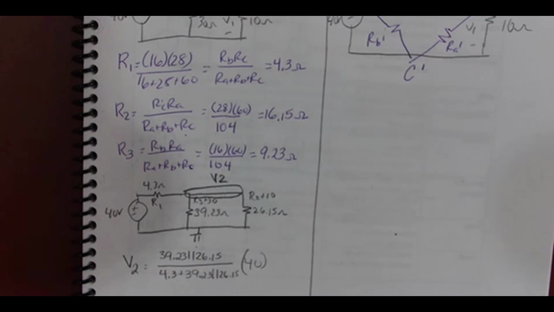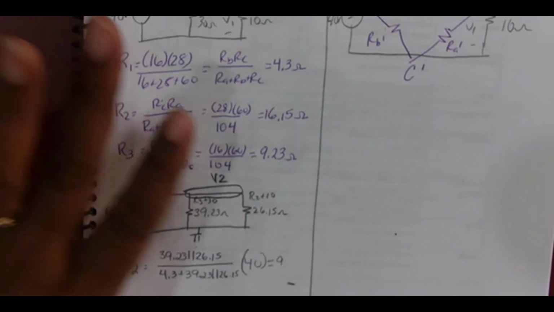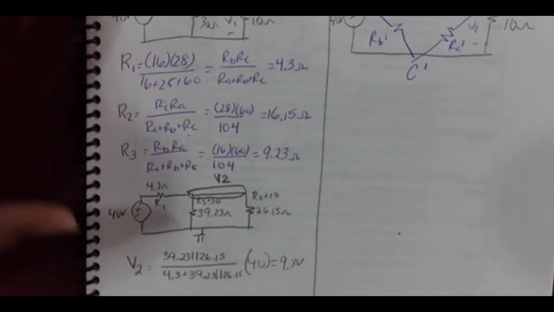1.3? 9.3. It's also the mask. Yeah, I can't hear that great, but you also have a mask on. All right, 9.3. Oops, 9.3 volts.